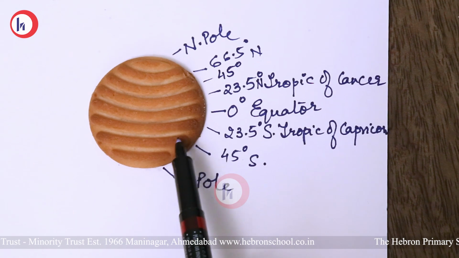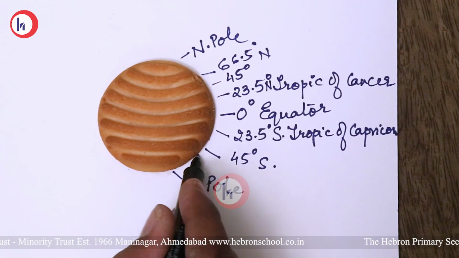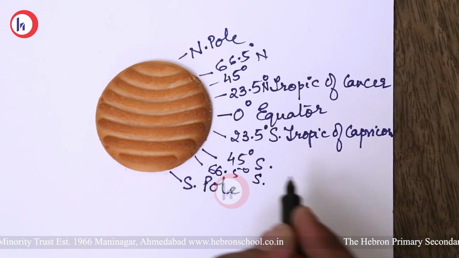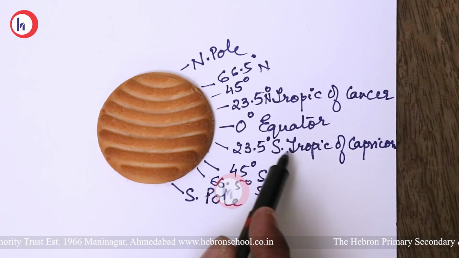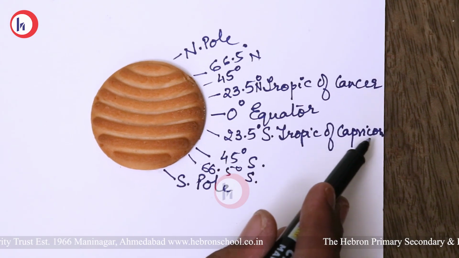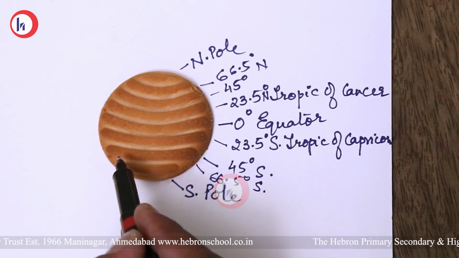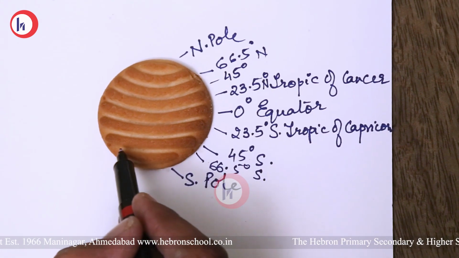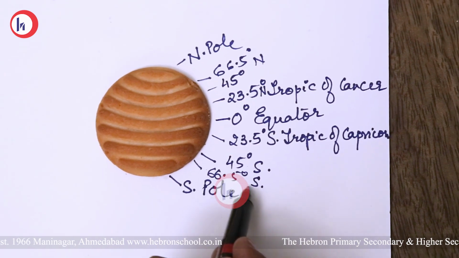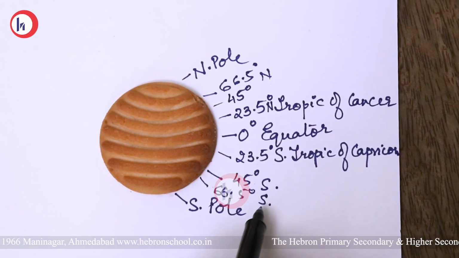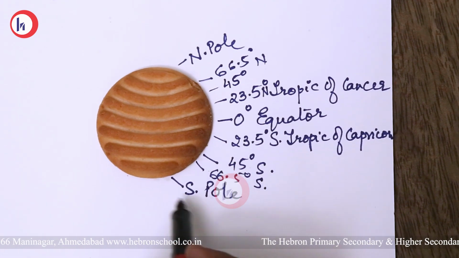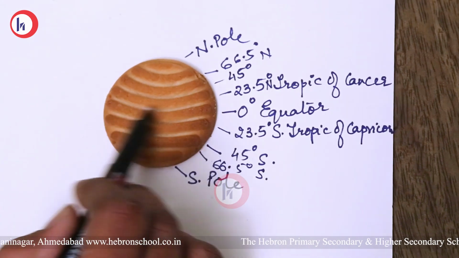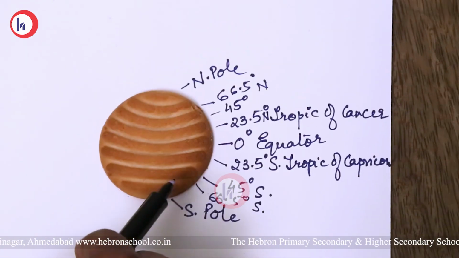Same way, if you observe below the equator, there also we have 23.5 degrees south, that is Tropic of Capricorn, the latitude. Below that, again a parallel line we have, which shows 45 degree angle in the southern hemisphere. Again one more line which shows 66.5 degree south, and the last latitude which shows South Pole. So with this activity you will come to know that the latitudes are the horizontal parallel lines to the equator.